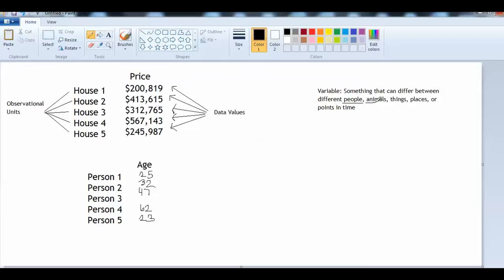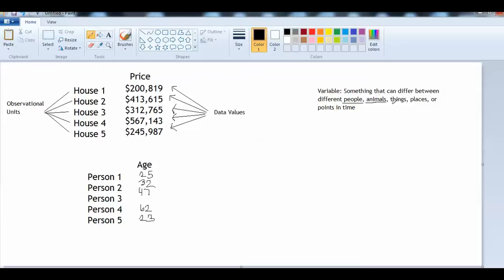What about some variables that have to do with animals? Well, height would also be a variable because different animals have different heights. Age would also be a variable, again, just like with people, because different animals have different ages.